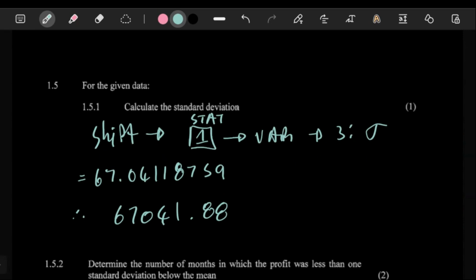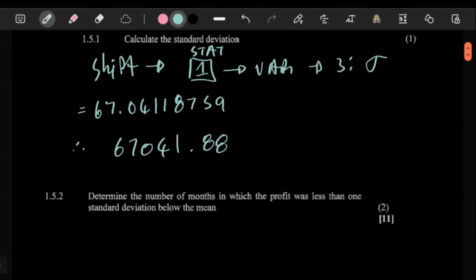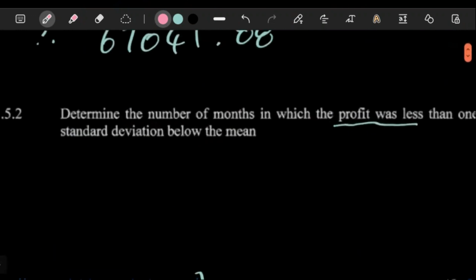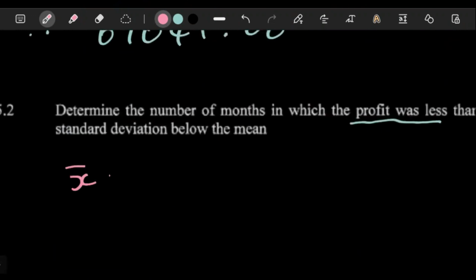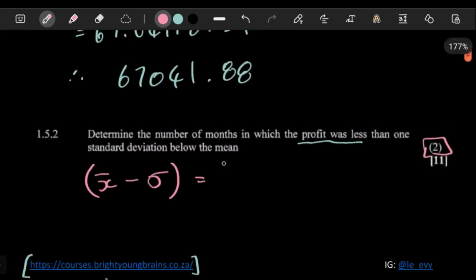Let's just carry on. For the next question, it says you determine the number of months in which the profit was less than 1 standard deviation below the mean. So these kinds of questions, you have to understand what they mean. What that means is you need to find what your mean is. You need to subtract standard deviation once. And then whatever this number is, all the months that are below that number, you need to count them. That's the answer for this question.